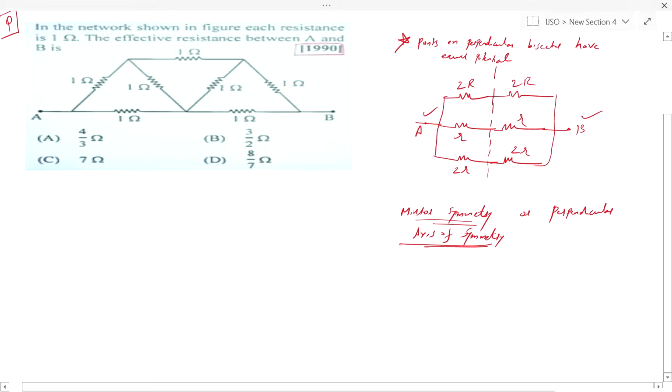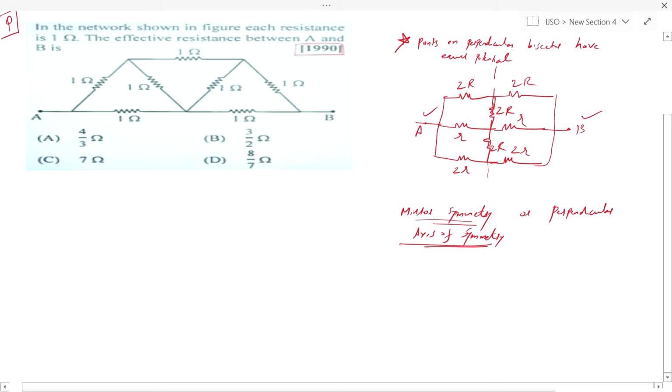Suppose the question was like this. As such it's a simple case, sir. You can do it by the normal way also, 4R, 2R. But what if over here there are also two resistances? So over here also there is one resistance 2R and 2R. Now how will you do it?